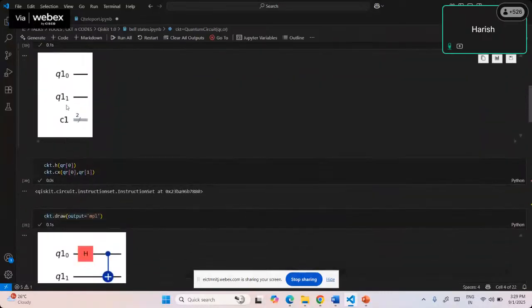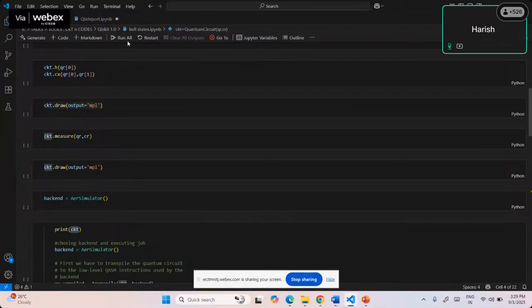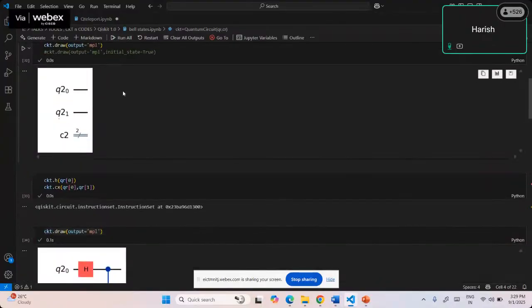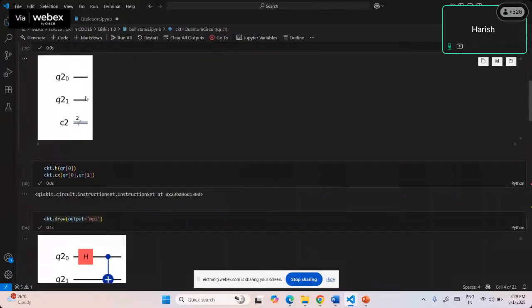Now we have 2 qubits and 2 classical bits. Let me just clear it and run it. So what we have is a register Q2 with 0 and 1 qubit and 2 classical bits. Now we are applying Hadamard on which qubit?